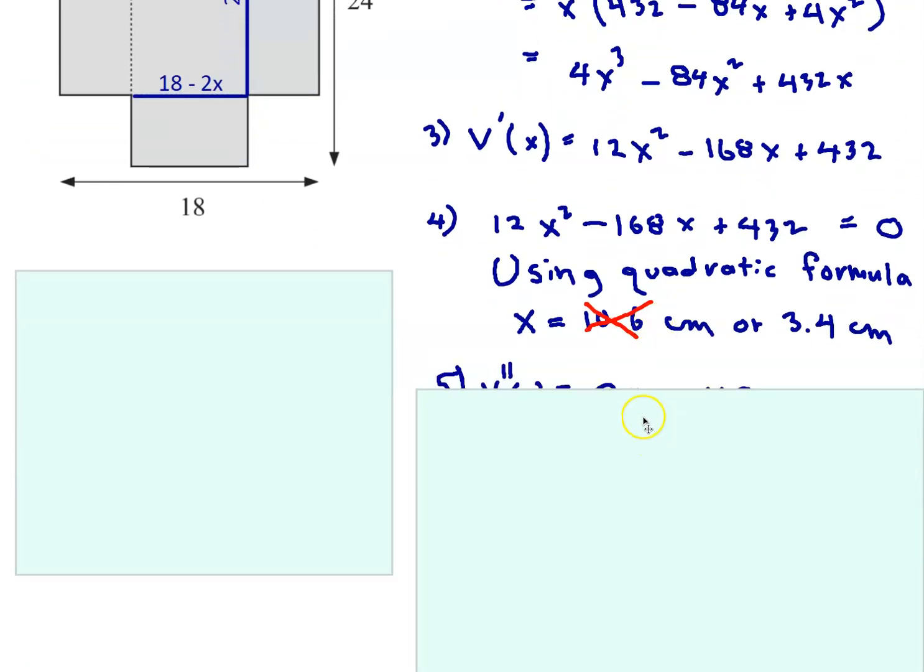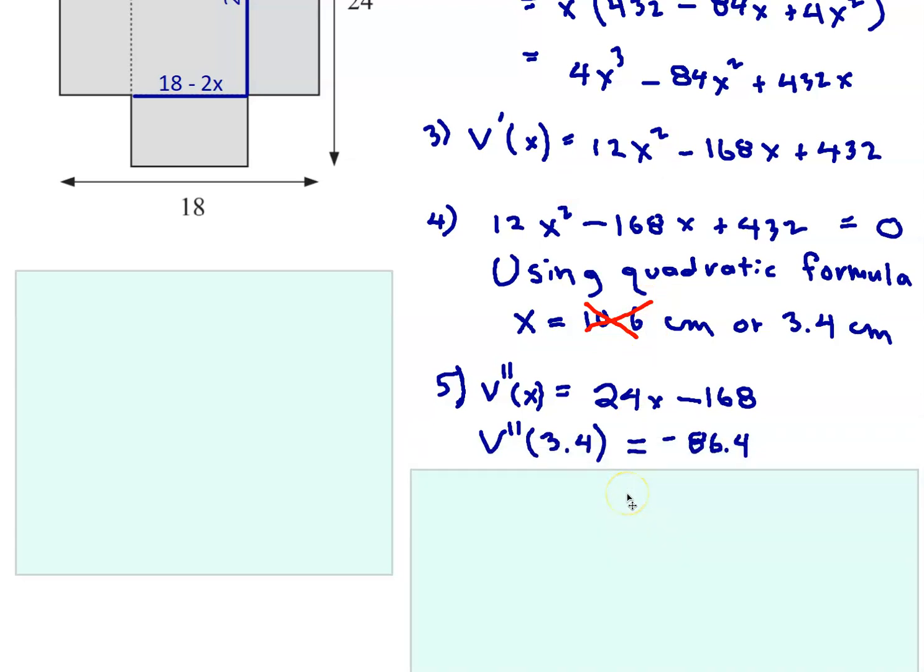Okay, moving on to the next step. Let's find out if this is actually a maximum rather than a minimum. So the easiest way to do that is to use the second derivative test. So the second derivative of this function just here is 24x take 168. And we substitute in place of x, we substitute 3.4, and we end up with negative 86.4. And because the second derivative is negative, we know that we have a maximum.